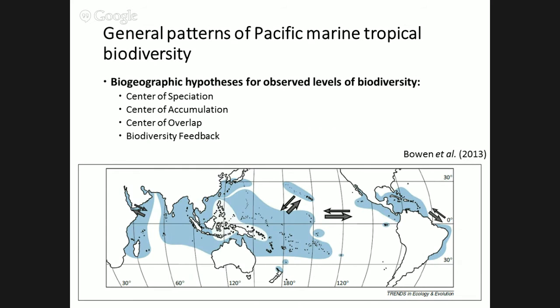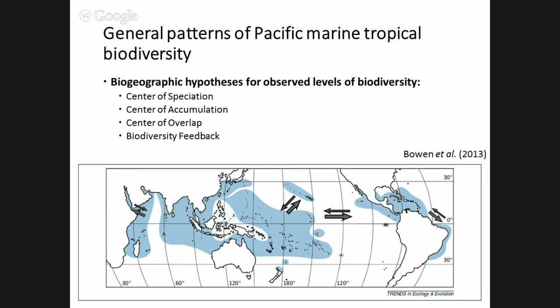So researchers have put forward a series of hypotheses to explain these biodiversity patterns that we're seeing, and here I'm listing several of them. The first being the center of speciation, the idea being that you can have very large levels of biodiversity, high species numbers in areas where the speciation process is occurring to a large degree. So there are a lot of species being generated in a particular area. And maybe that's one reason why we see, for example, a lot of species in the Coral Triangle.